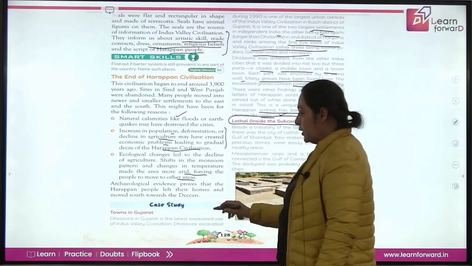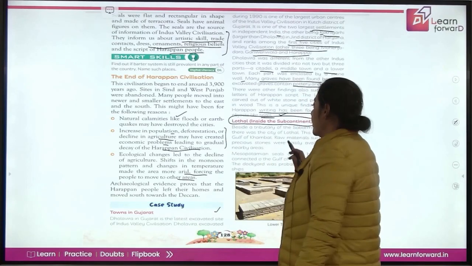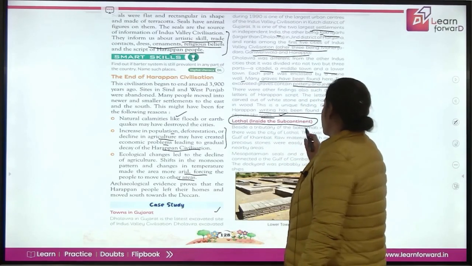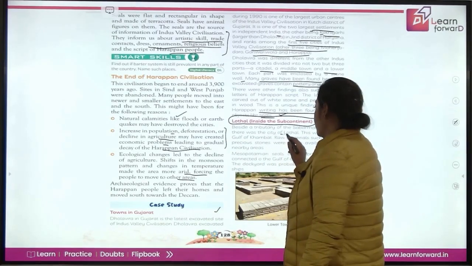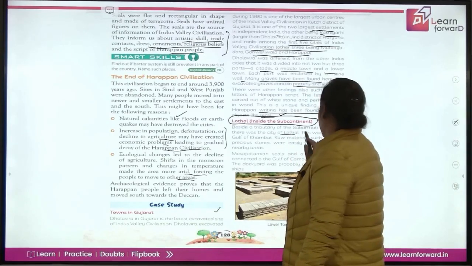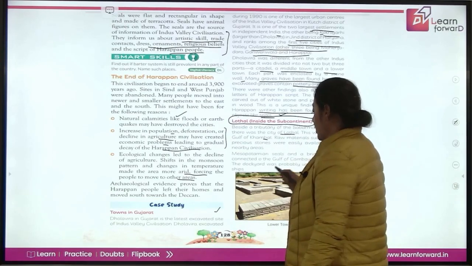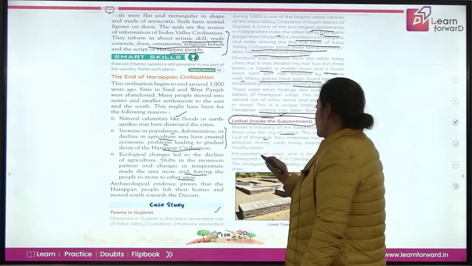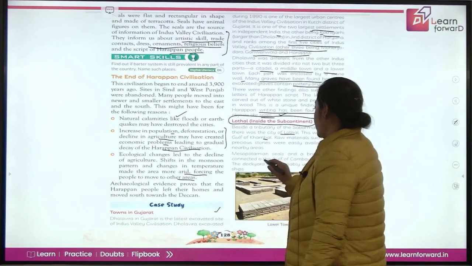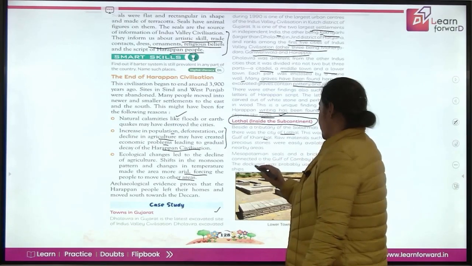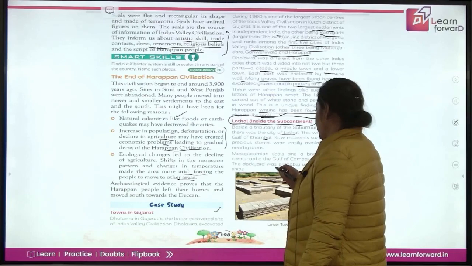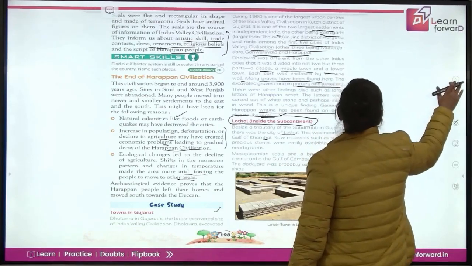We have a town from Gujarat, now let's study Lothal. Lothal is in Gujarat, near the Gulf of Sindh. Raw materials are easily available nearby. There were animal seeds and great dockyards connected to the Gulf of Sindh, and the dockyards were probably used for boating.